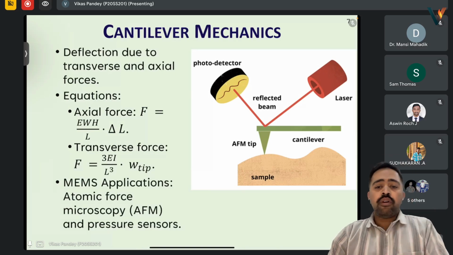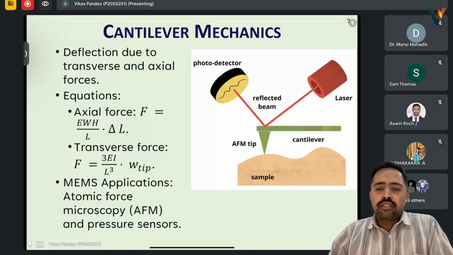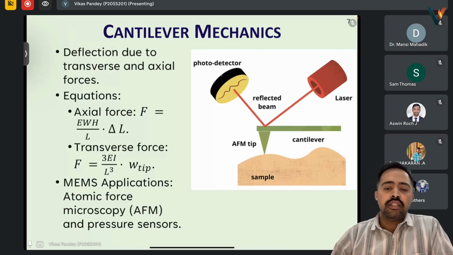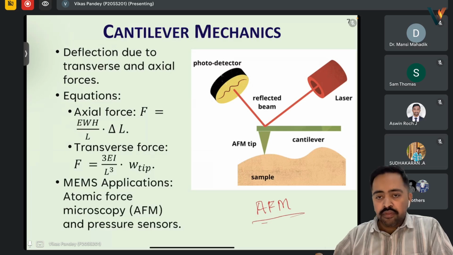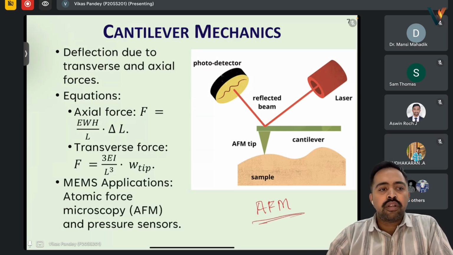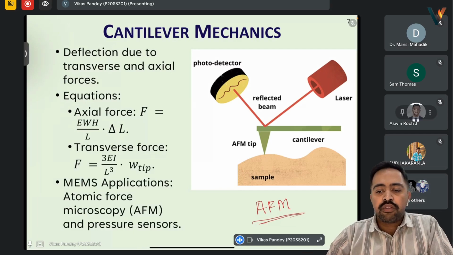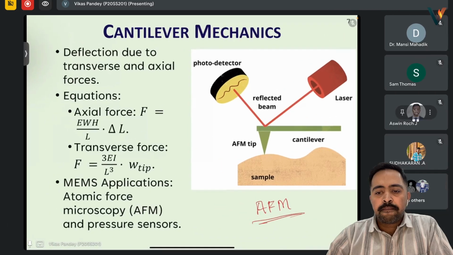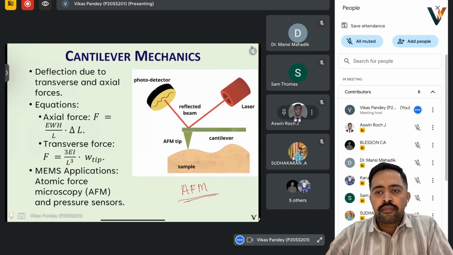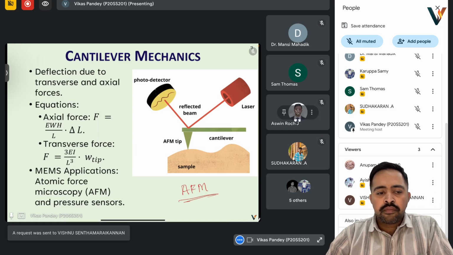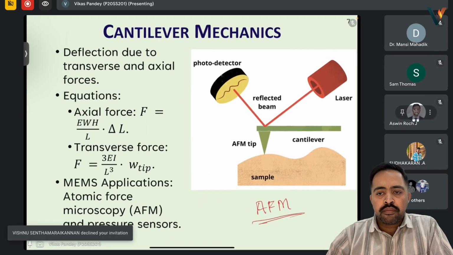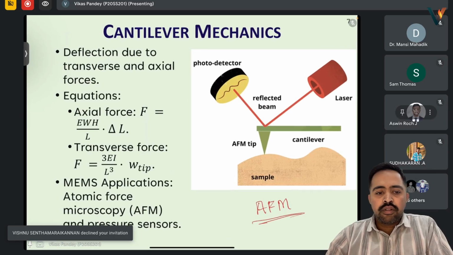If we talk about this cantilever, there is one application, that is AFM. Anyone knows about AFM? Anyone here who knows about AFM? Atomic force microscopy. Yes. Anyone?